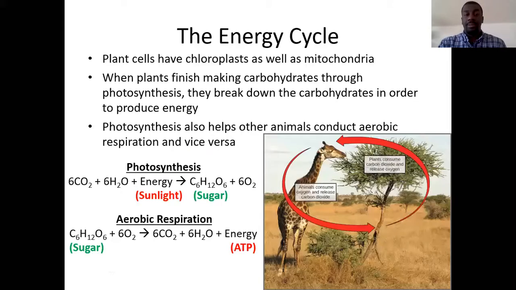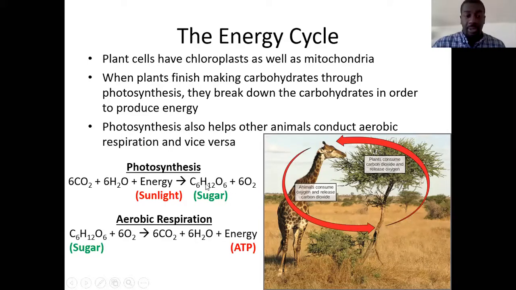So when we're looking at plants, plants are going to have chloroplasts, which help them undergo photosynthesis, but they're also going to have some mitochondria, which help them undergo cellular respiration. So all of our plants here are going to be undergoing photosynthesis, and they're going to end up forming glucose or other carbohydrates. We're taking some carbon dioxide, some water, and some energy from the sunlight, so solar energy, and they're going to form sugar or glucose, as well as some oxygen.